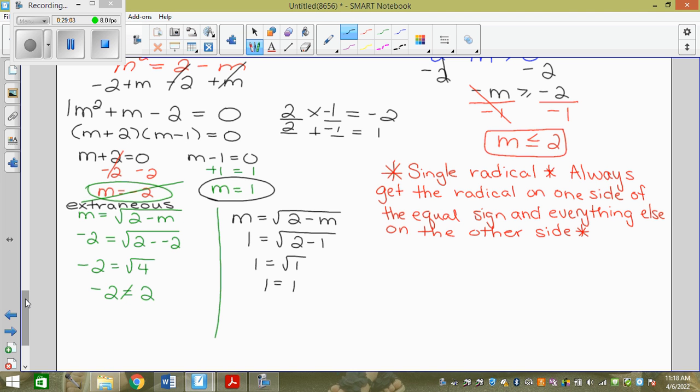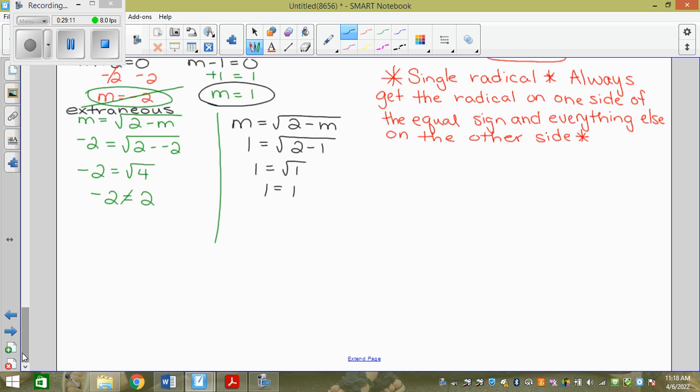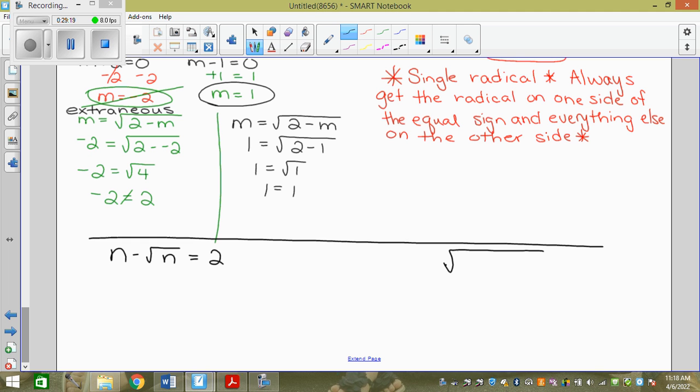All right, you guys are going to try the last two. So there's n minus square root n equals 2. And the other one is going to be 3x squared plus 2 equals 2x plus 1. Don't try this one until we try this one first, actually. Just do this one. What am I going to have to move first?